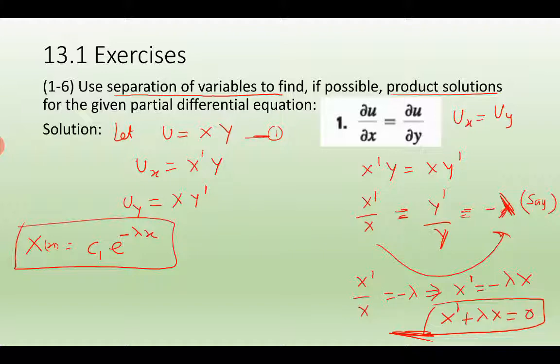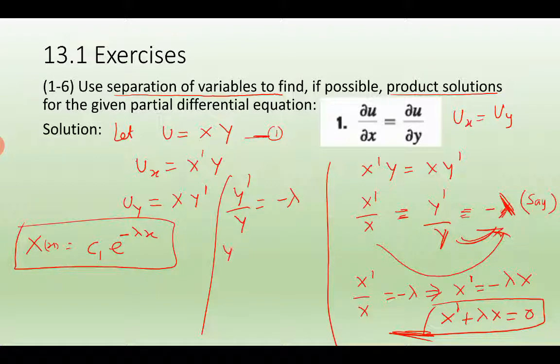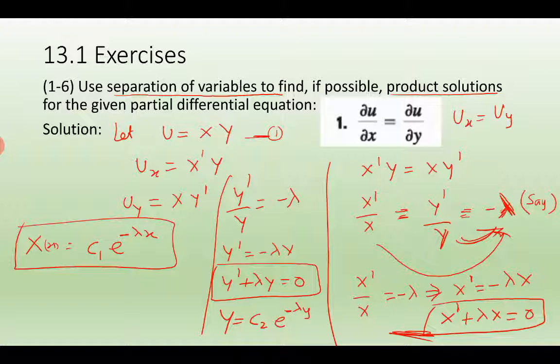And now go with the second part. Compare these two: Y prime over Y is equal to minus lambda. Do the same work. Cross multiplication: Y prime is equal to minus lambda Y. Y prime plus lambda Y is equal to 0. This is a first order linear differential equation, isn't it? So its solution is known. Y is c2 e power minus lambda y. So we got X and Y. So the solution is u is equal to X times Y. The particular solution we are writing.